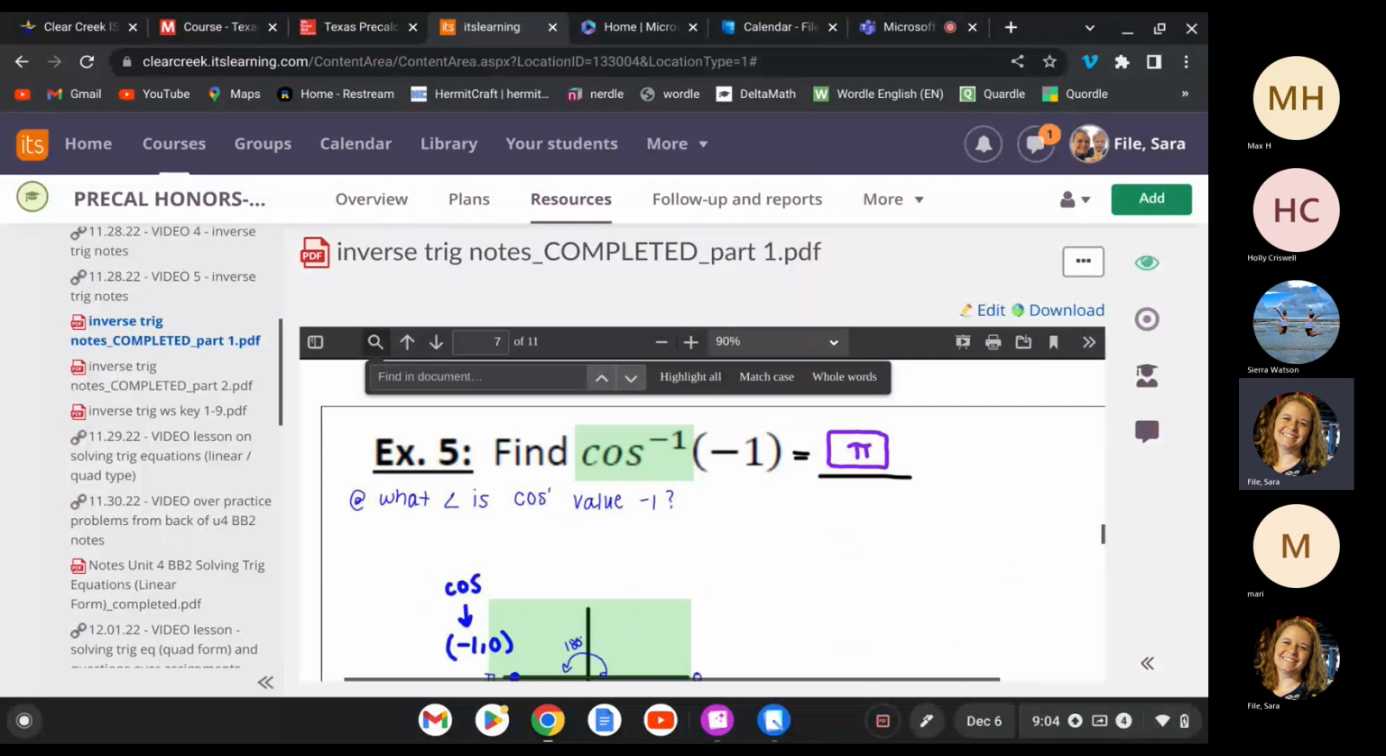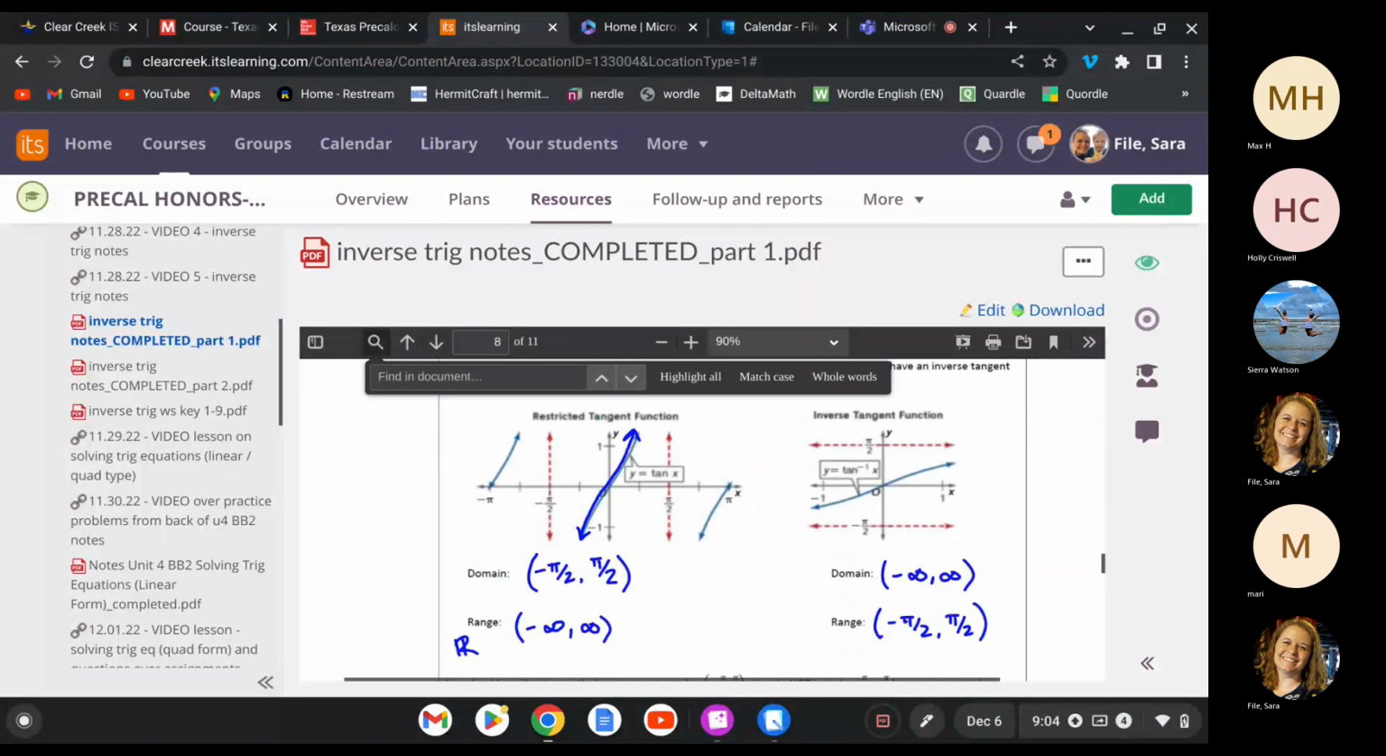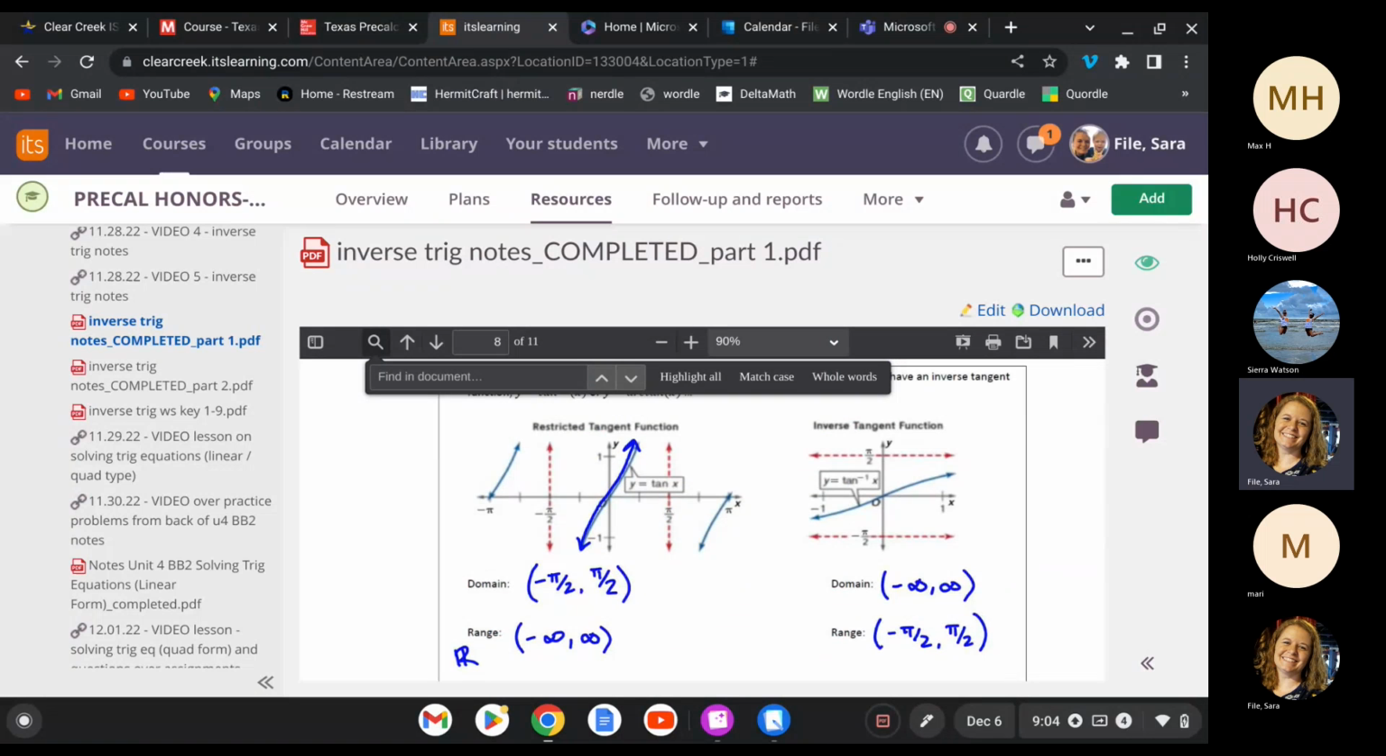And then your tangent, this is the parent function on the left. We restrict in between those asymptotes. So if I switch x and y to create the inverse, now those vertical asymptotes become horizontal asymptotes.